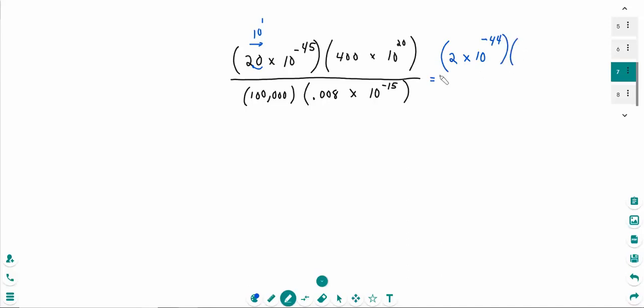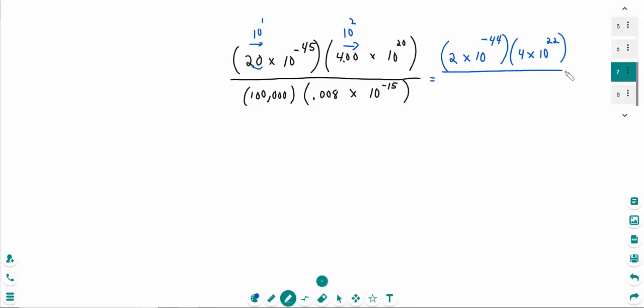All right, then our next term, we want it to be just 4 times a 10, and I'd have to move it 2 places to the right, so it's 10 squared, and a 10 squared multiplied by a 10 to the 20th is going to be 10 to the 22nd.